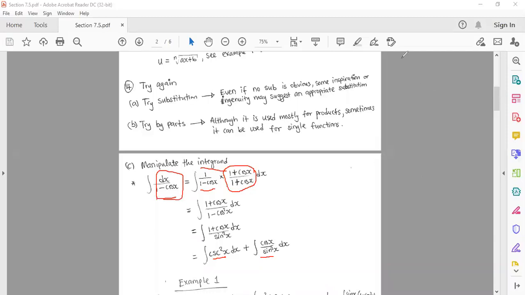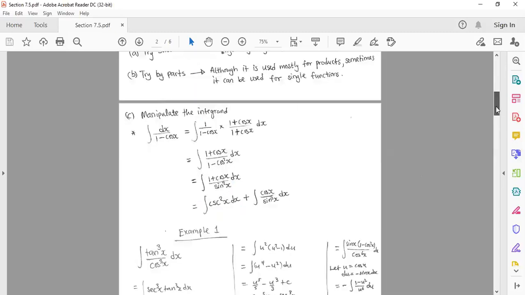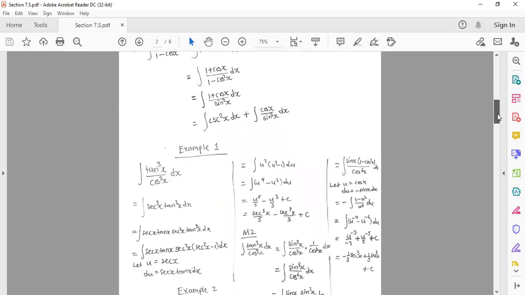All right, let's do example 1. In example 1, I introduced two different methods, so I'll just go over it quickly. I give you the integral of tan cubed over cos cubed. If you notice, a direct u substitution does not work. So the idea is to try and apply the rules that you know.